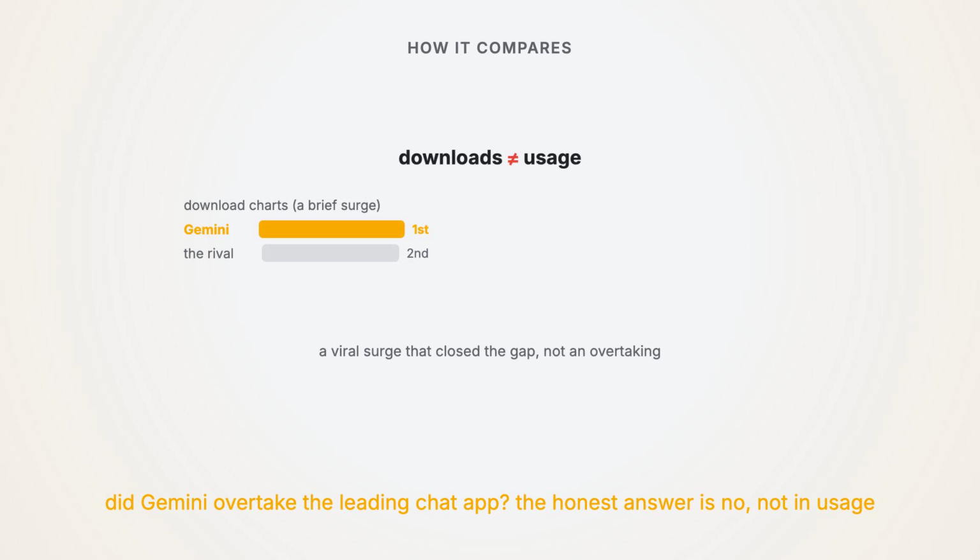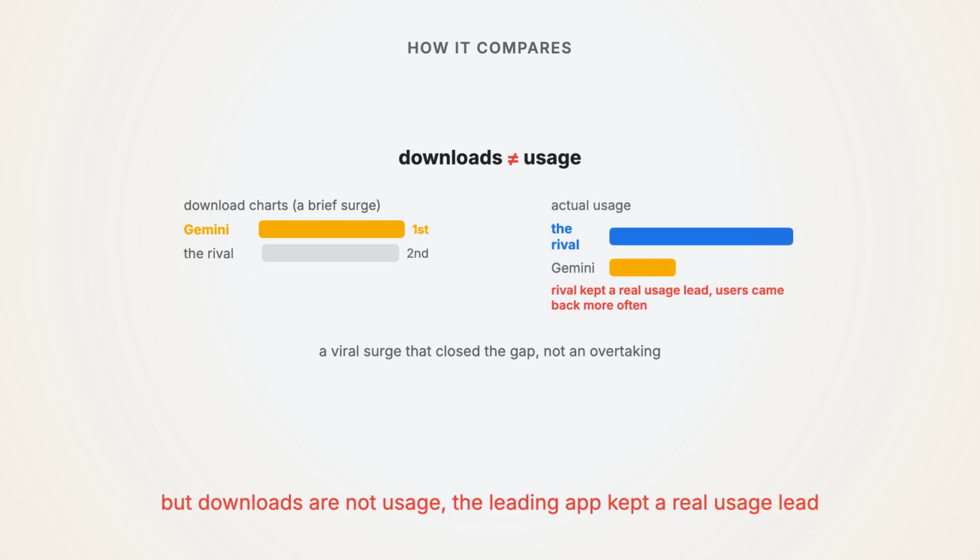On the popularity question, did Gemini overtake the leading chat app? The honest answer is no, not in usage. The viral surge did briefly push Gemini to #1 on the download charts, knocking the rival to second. But downloads are not usage. By how much people actually use them, the leading app kept a real lead, by some measures roughly 2 to 4 times bigger, depending on the metric and the month, and its users came back far more often.